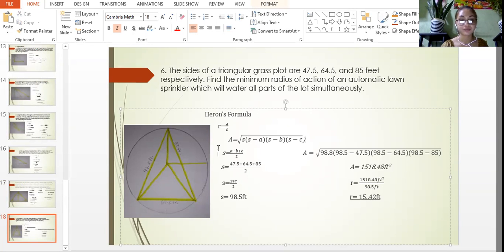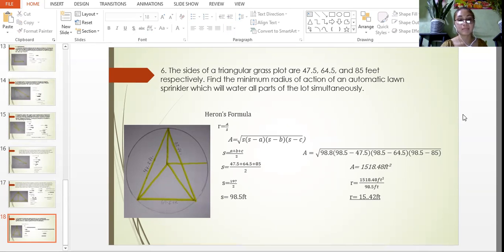So S is equals to a plus b plus c over 2. So S is equals to 47.5 plus 64.5 plus 85 over 2. So S is equals to 197 over 2. So S is equals to 98.5 feet.